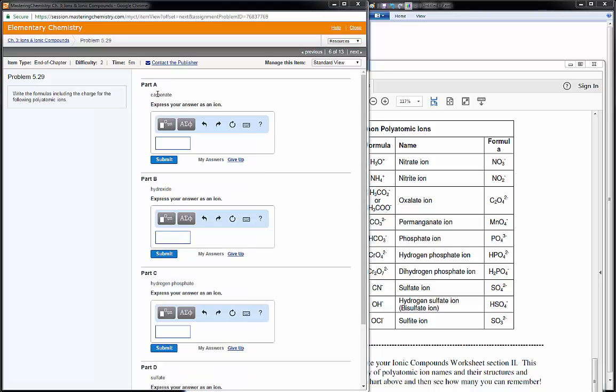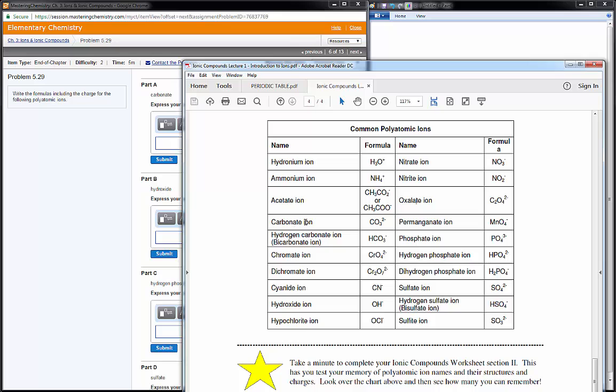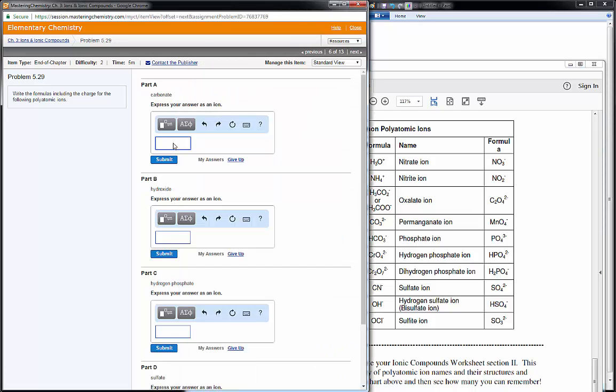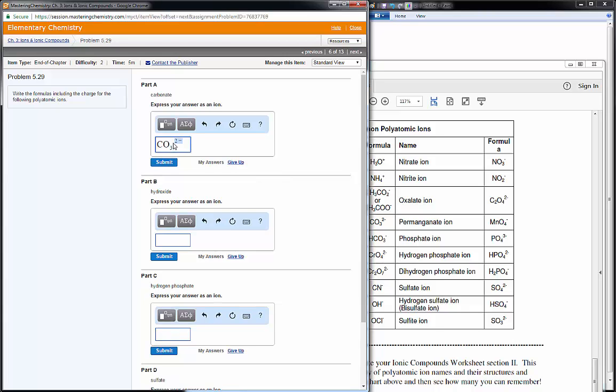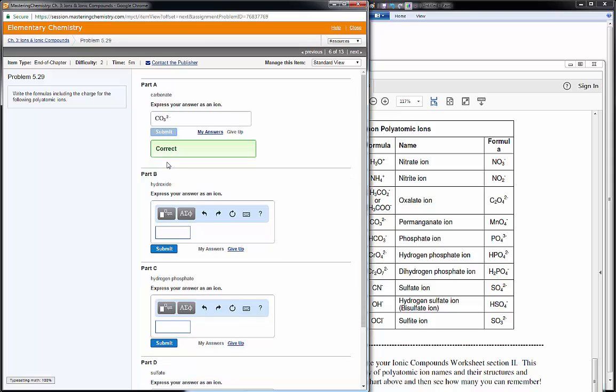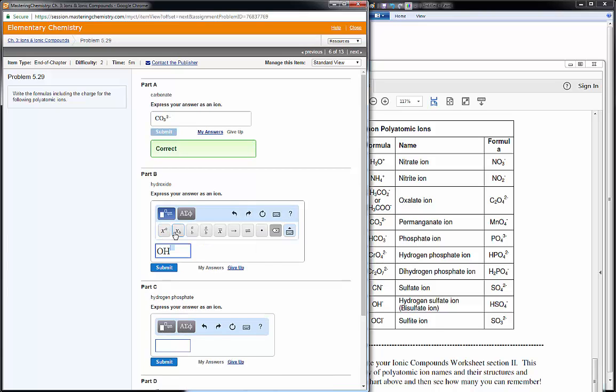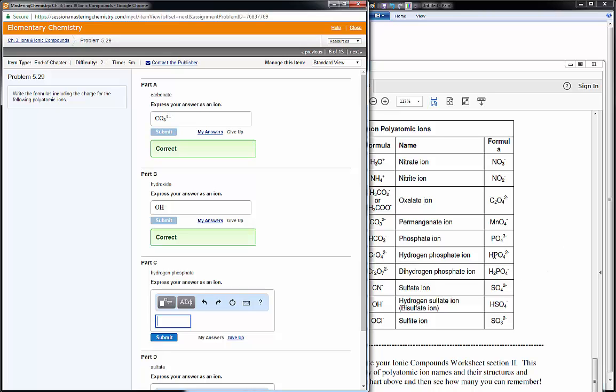Now going the other direction, if they gave you the name of the ion, they want you to provide the symbol. So the carbonate ion is this one right here, CO3 2-. Make sure that that 3 is your subscript and that you've got 2- as your superscript. And you don't want those stacked, right? So when we've got hydroxide, which is OH-, we're going to use this superscript. Hydrogen phosphate is HPO4 2-.